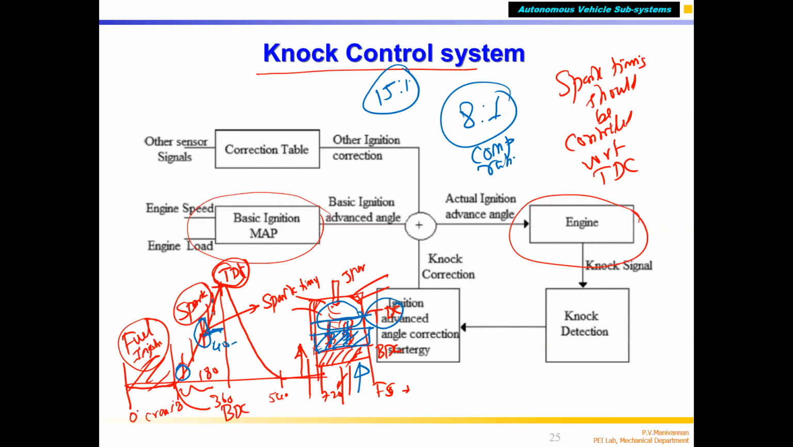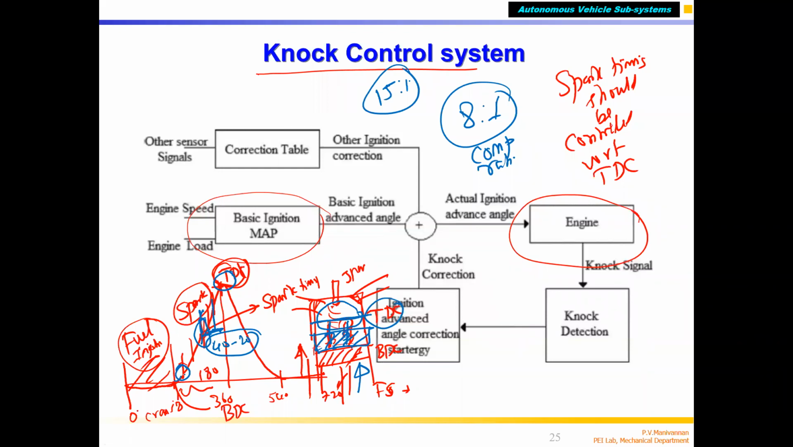You can give somewhere here, some 40 to 20 degrees before TDC. So the piston is coming up, correct? From 0, it is going up. When it comes somewhere here, you have to give spark. That is called optimal spark timing, correct?